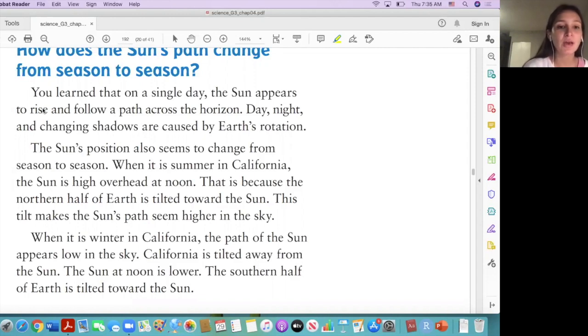When it is summer in California, the sun is high overhead at noon. This is because the northern half of the Earth is tilted toward the sun. This tilt makes the sun's path seem higher in the sky. When it is winter in California, the path of the sun seems low in the sky. California is tilted away from the sun. The sun at noon is lower. The southern half of Earth is tilted toward the sun.